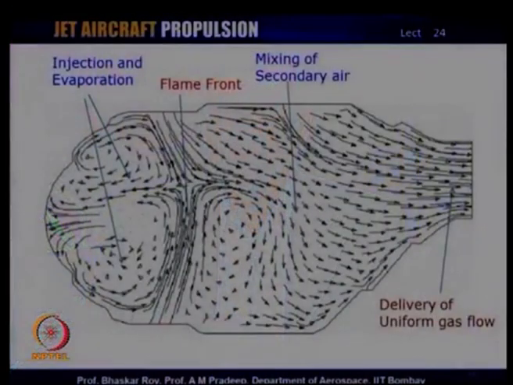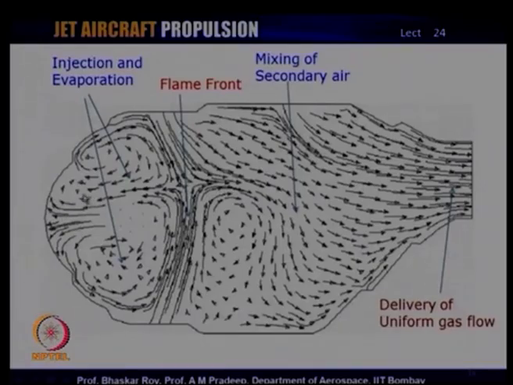Let us take a look at how the combustion actually is controlled inside the combustion chamber. Now, this is a typical side view of a typical combustion chamber, whether it is a can type or an annular type. The air comes from this end and delivers into the combustion can or combustion zone, the primary zone, which could be, as we saw, only 20-25% of the air coming from the compressor.